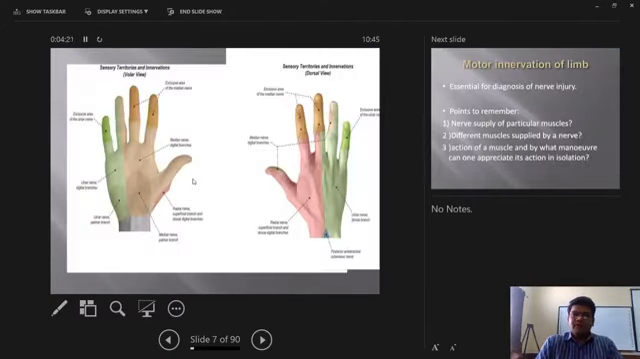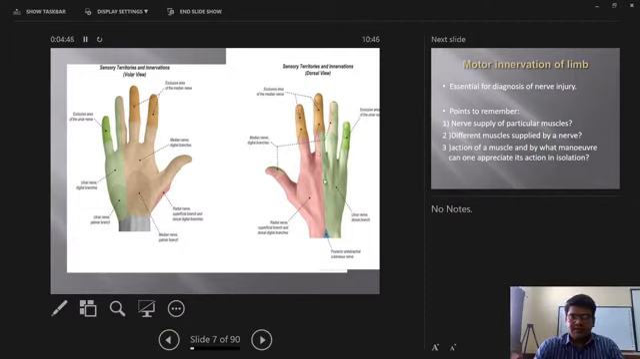So motor innervation of the limb. You can see here, this is the sensory innervation. The medial 1.5 fingers of the hand are supplied by the ulnar nerve. The lateral 3.5 fingers are supplied by the median nerve. This part is supplied by the radial nerve. Okay, this part is supplied by the radial nerve.